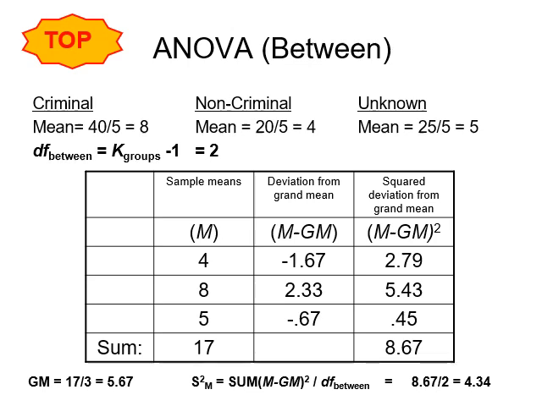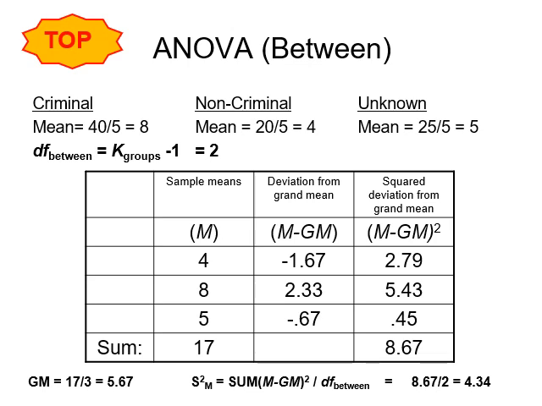But remember, the top of the equation was sums of squares divided by degrees of freedom. This is the degrees of freedom between groups. And again, it's towards the upper left. And the equation for this is k, the number of groups, minus 1. In this case, we have 3 groups, minus 1 is a 2. So we're going to divide by 2. 8.67 divided by 2 is 4.34. So that's the sums of squares.